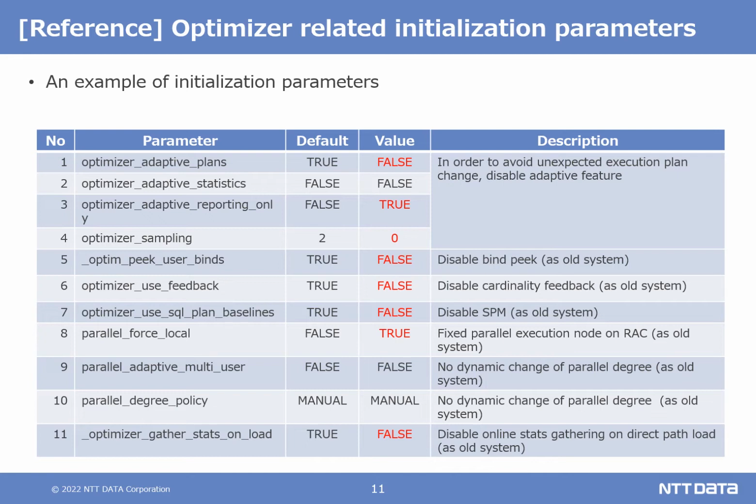This is the result of the initialization parameters that we examined. The red letters show that the value is changed from its default value. The configuration of parameters from number 1 to number 4 disables the adaptive plan feature, and number 11 disables online stats gathering on direct path load. From number 5 to number 8, we inherited our old system's configuration.